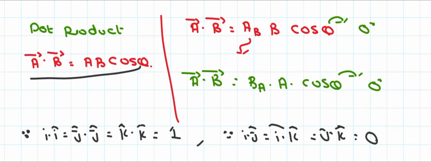The dot product is only valid if the angle between two vectors is 0 degrees or 180 degrees. In other terms, if the two vectors are parallel or anti-parallel to each other, the dot product is valid. But if the two vectors are perpendicular to each other, the dot product vanishes.